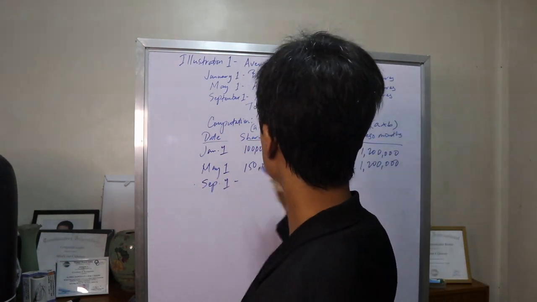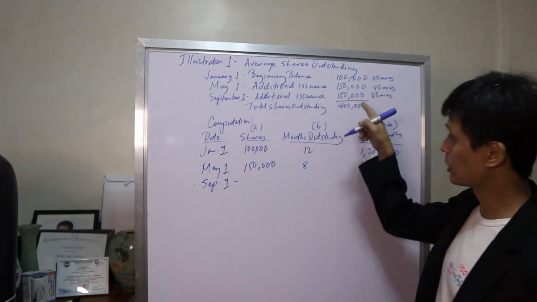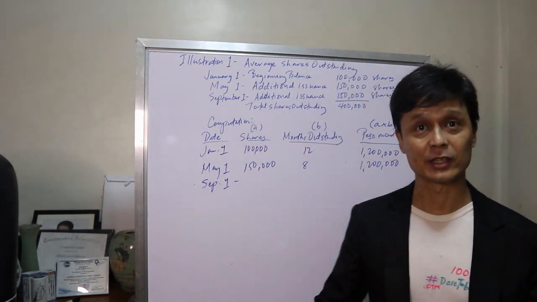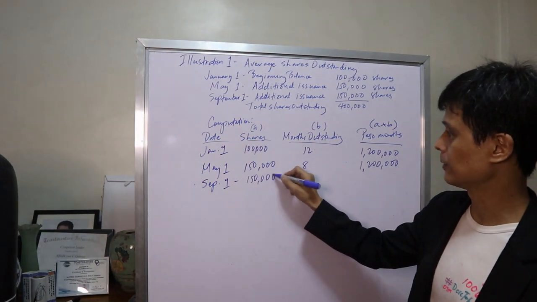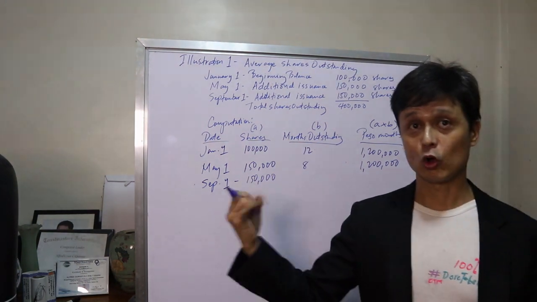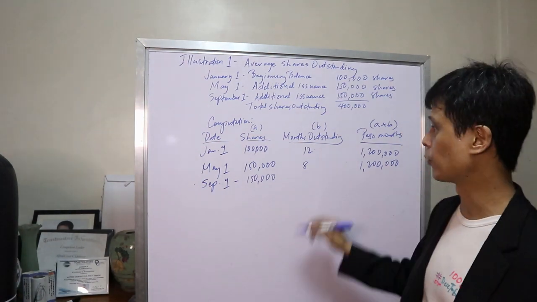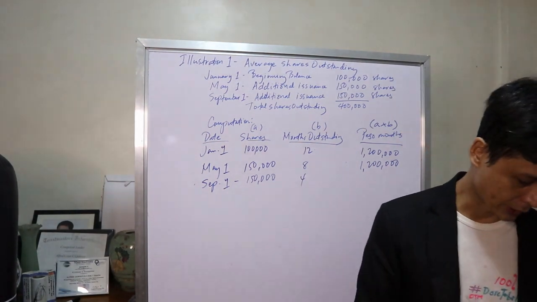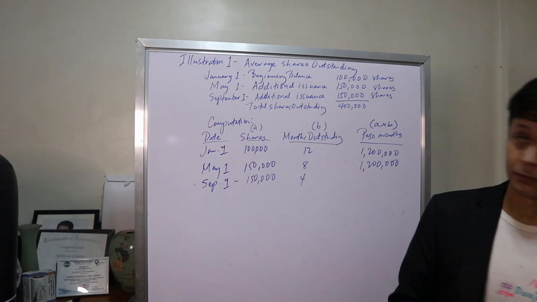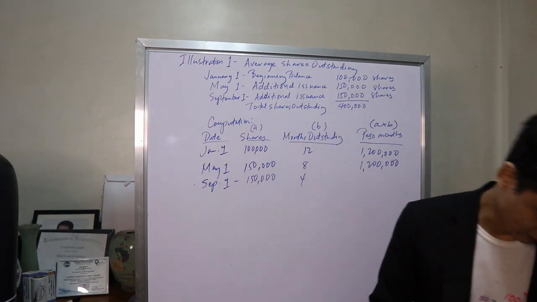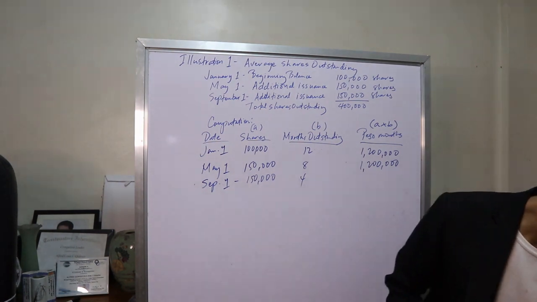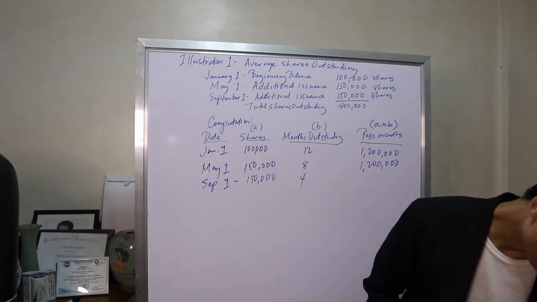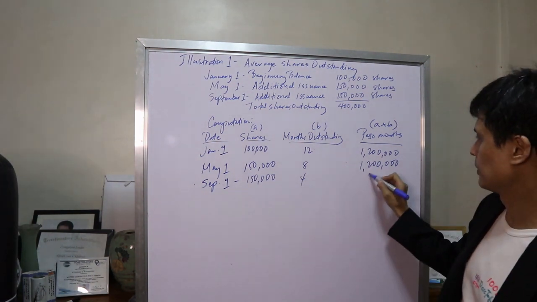September 1. Okay, so meron pang additional shares. So dagdag na naman ito. So i-average din natin ito. So meron siyang dagdag na 150,000 ulit, no? Okay, so September, October, November, December. So that would be 4 months. Okay, so again, compute natin. So, okay, sa ating mahiwagang calculator na nakatago. So 150,000 times 4, that would be 600,000. Yan, 600,000.